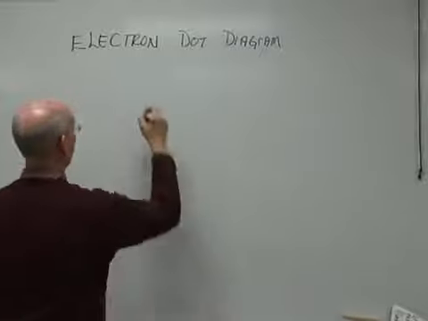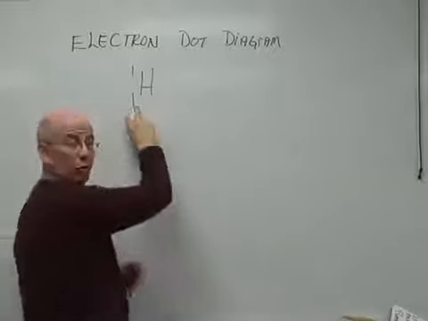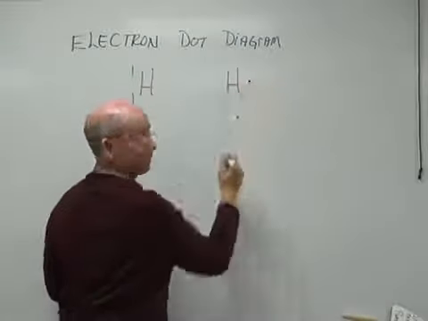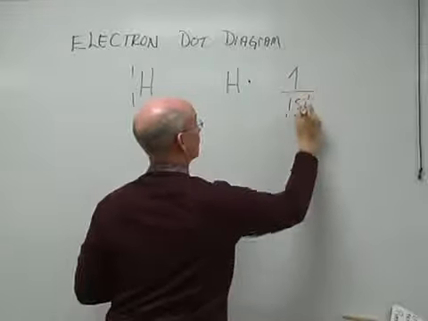Start with energy level 1. We have hydrogen. You notice there's only 1 proton, therefore if it's neutral, it'll have 1 electron. There will be 1 dot, and that would be the 1s1. If we drew it, it would look like this.